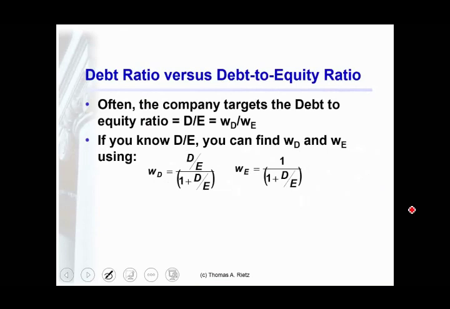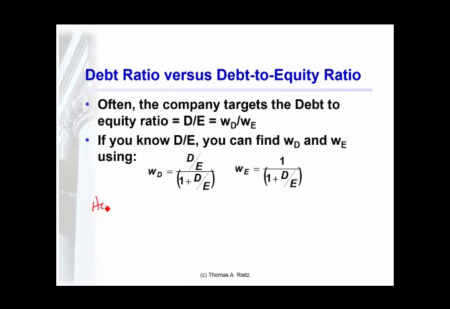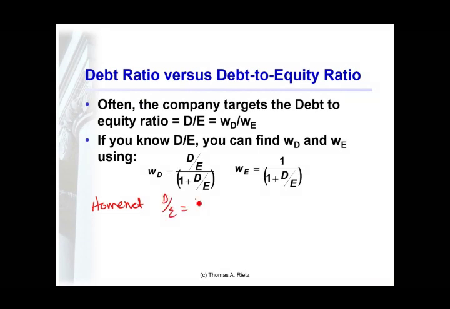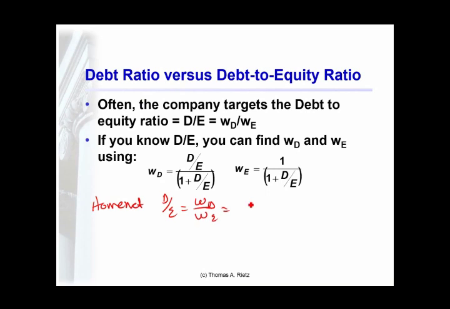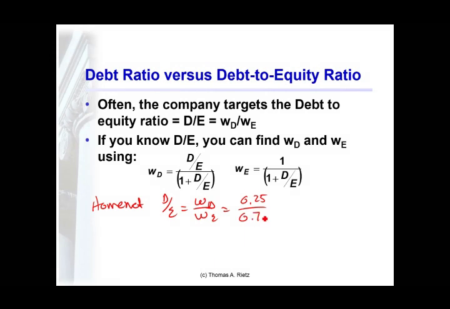Finally, often you are quoted a debt-to-equity ratio, not a debt ratio. Most financial websites will give you the debt-to-equity ratio. Now there are some reasons for that, but when we apply the weighted average cost of capital, we need the percentage of the firm financed with debt, not the debt-to-equity ratio. For example, in our company, the percentage of the firm financed with debt is 25%. The percentage of the firm financed with equity is 75%. So the debt-to-equity ratio is a third.